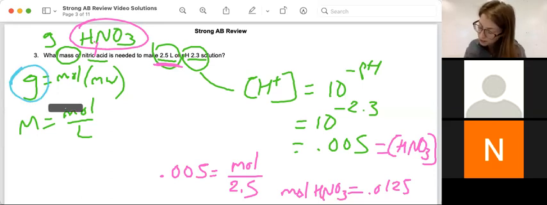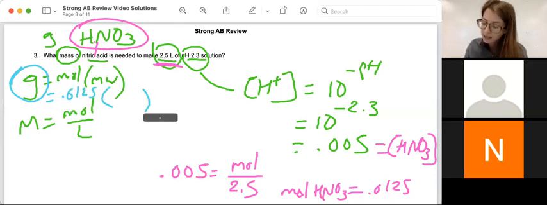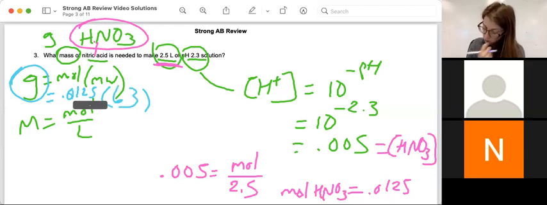I want the grams of nitric acid, so I plug in the moles of nitric acid and the molecular weight. It should be 1 plus 14 plus 16 times 3. Your molecular weight should be 63. Sorry, I realized that one looks like a 6. So it's 0.0125 times 63. We get an answer of about 0.79. On the answer key, I rounded it to 0.8. That's it.